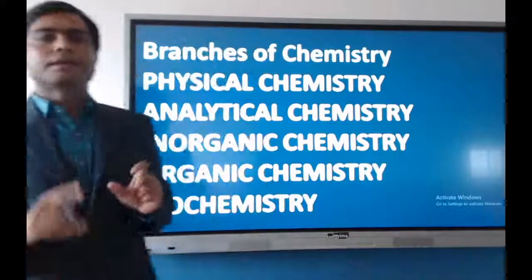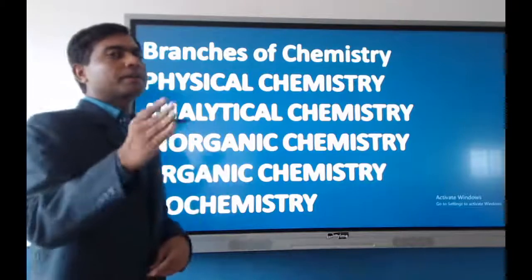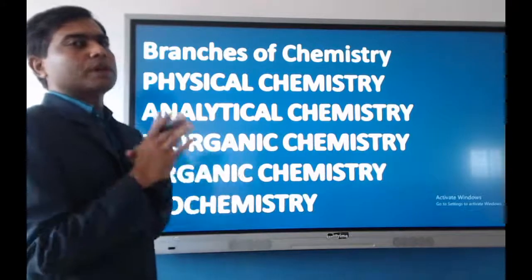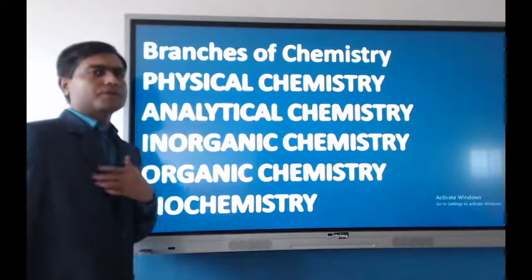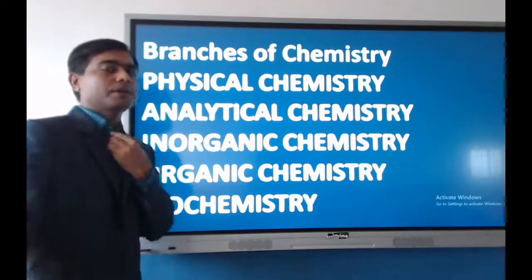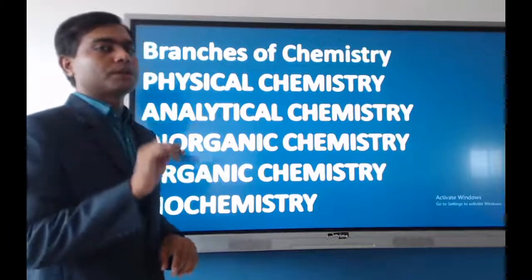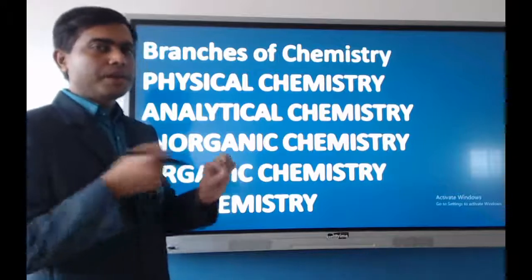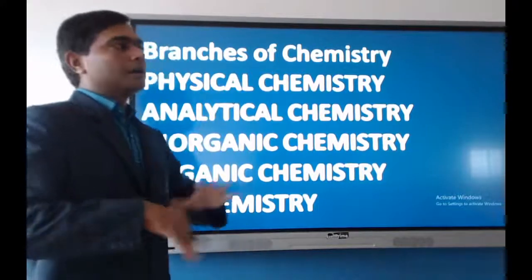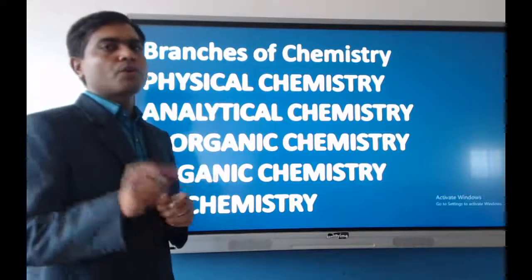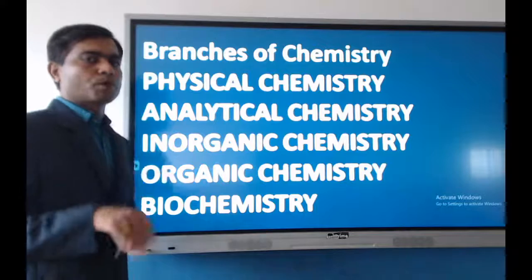See, there are nearly 35 branches, but all 35 branches you are not learning in PUC. In PUC, which are the important branches that I have noted here? Physical chemistry. What do you mean by physical chemistry? The branch of chemistry where you deal with calculations, conductance, measurements. All this comes under physical chemistry. In high school, 8, 9, 10, you have not studied any chapter related to physical chemistry because there were no problems in that.